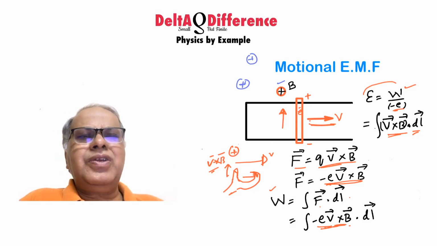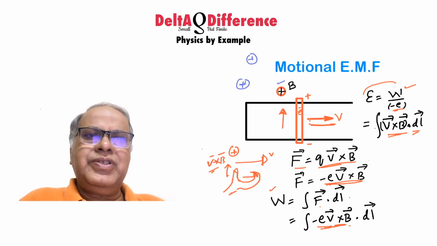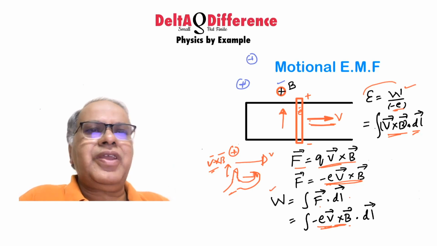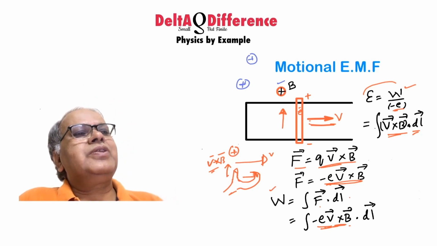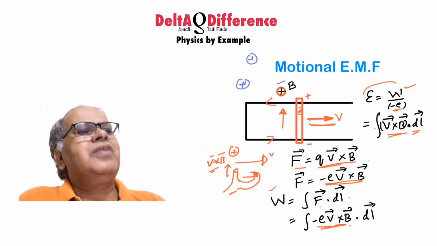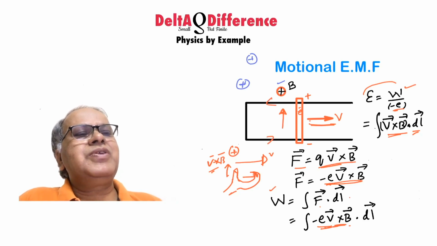It's not a technique, actually it comes from physics only, but this is more a general trick which applies in almost every situation. Now that is plus, this is minus, so the current will flow like this. In fact it agrees with Fleming's right hand rule.